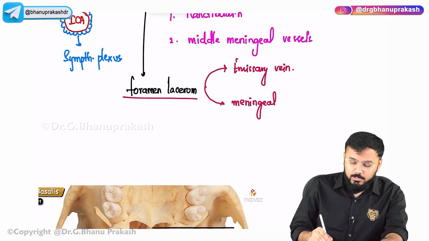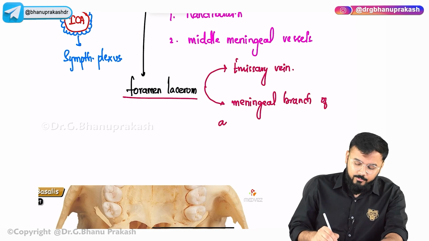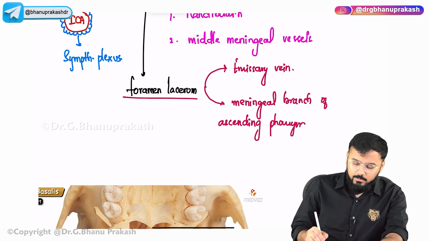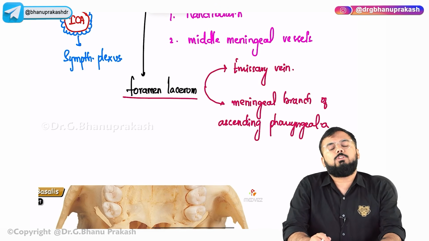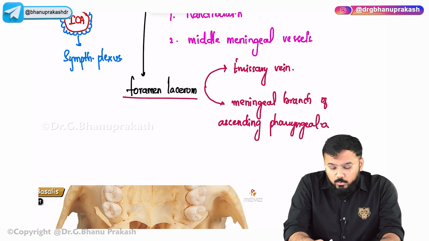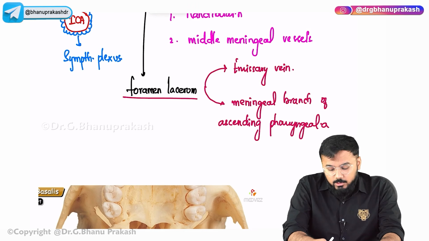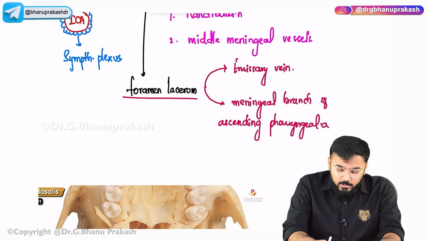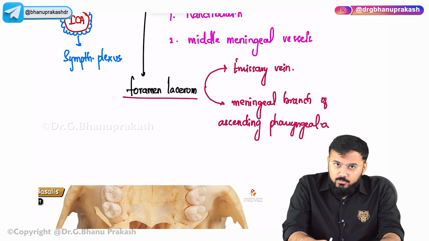Meningeal branch of ascending pharyngeal artery. You know, external carotid artery branches which I talked in neuroanatomy. So one of the branch of external carotid artery is ascending pharyngeal artery. It has got a branch called meningeal branch. So that meningeal branch passes there. So these are some of the very important things which you need to know.